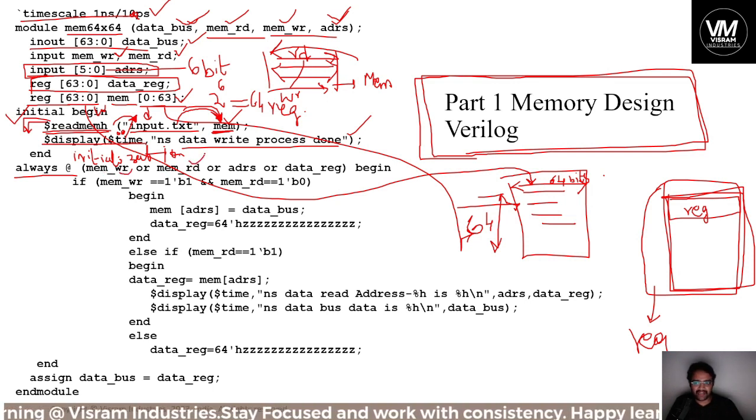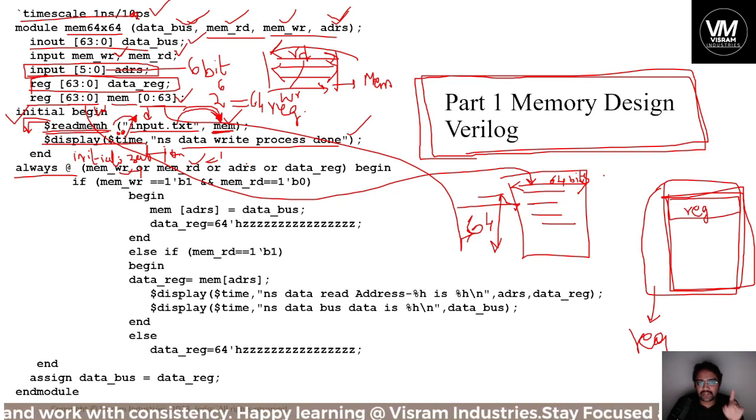Now come to the always block, where at every change of the value for memory write, memory read, any command, if memory write is equal to 1, that is a command. Memory read is equal to 1, that is a command. Based on our process, if you want to write to the memory, the write command should be 1. If you want to read from the memory, read should be 1, as I have said in the previous example.